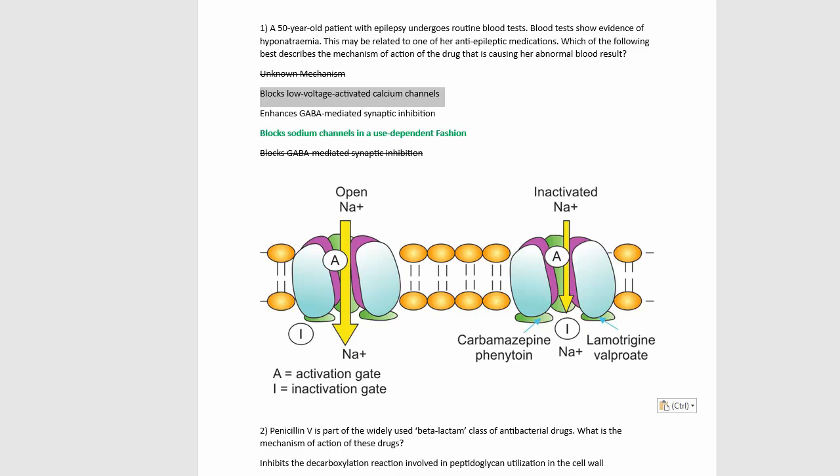In addition, valproate has the effect of actually enhancing GABA-mediated synaptic inhibition. So because it enhances this, we also know that it doesn't block it. It enhances it.